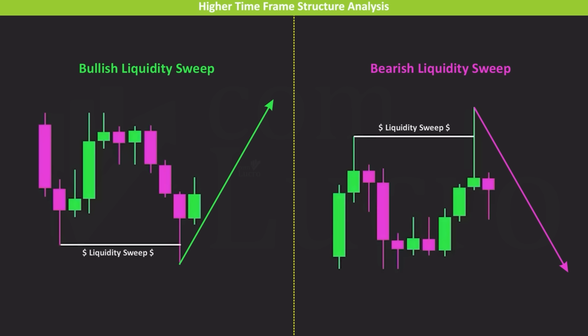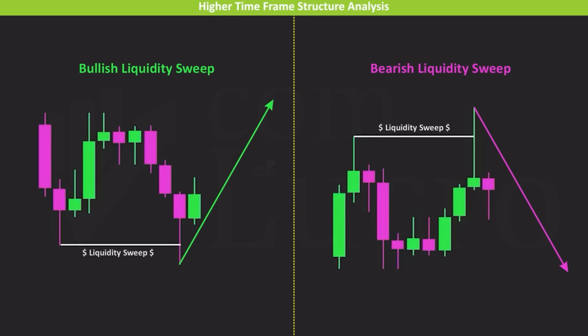A bullish liquidity sweep occurs when price moves below a key area, triggers stop losses, and then quickly reclaims the range. When this happens, we anticipate a move to the upside. In the same way, a bearish liquidity sweep takes place when price reaches above a swing level, engages liquidity, and then rapidly drops back below the range. When this occurs, we expect a move to the downside.